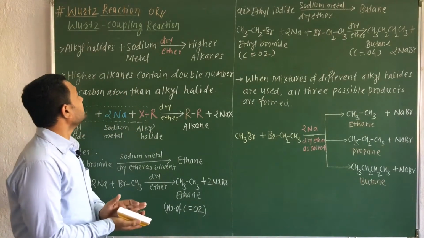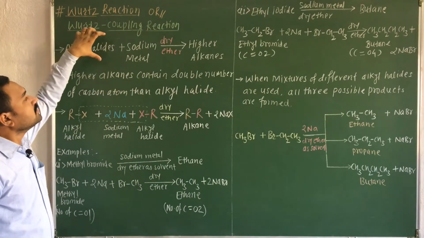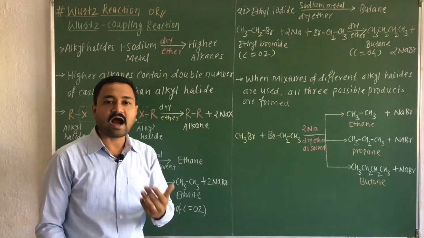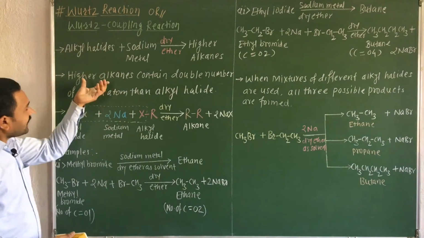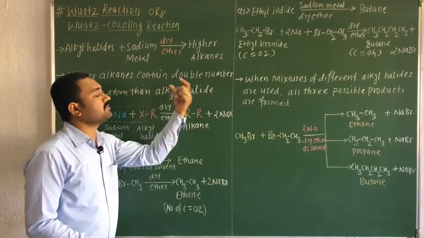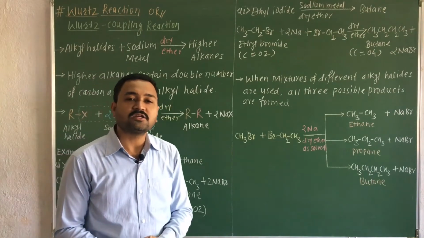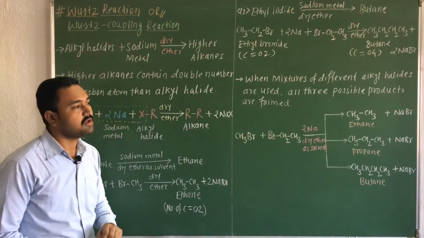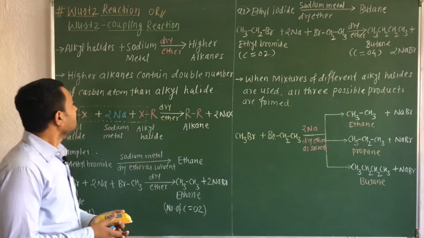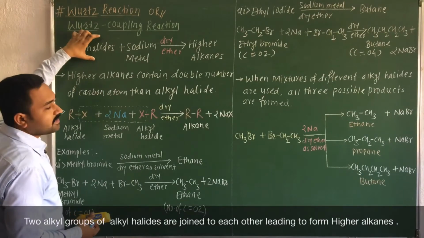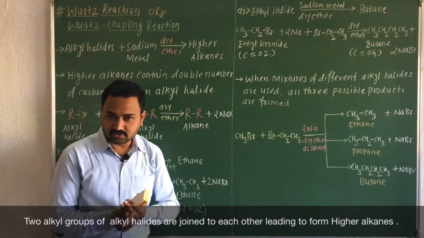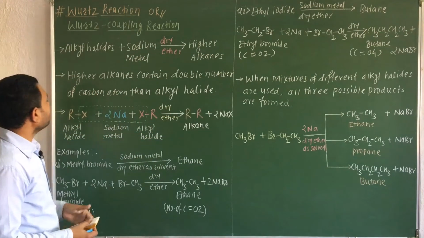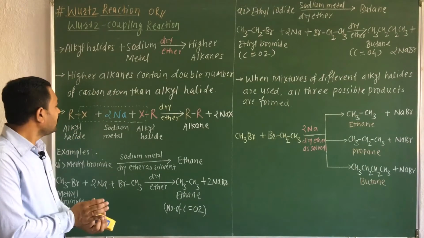Now, what is the Wurtz coupling reaction? When an alkyl halide reacts with sodium metal in the presence of dry ether as a solvent, it gives higher alkanes. These higher alkanes have double the number of carbon atoms of the alkyl halide. That reaction is known as the Wurtz reaction or Wurtz coupling reaction. What happens exactly in this reaction? The alkyl groups from the alkyl halide get joined with each other, they couple with each other, and they give the higher alkanes.